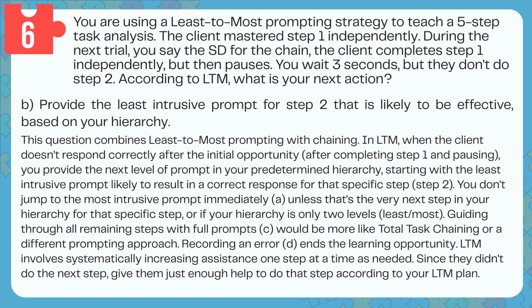Answer: B. Provide the least intrusive prompt for step 2 that is likely to be effective, based on your hierarchy. Explanation: this question combines least to most prompting with chaining. In LTM, when the client doesn't respond correctly after the initial opportunity, after completing step 1 and pausing, you provide the next level of prompt in your predetermined hierarchy, starting with the least intrusive prompt likely to result in a correct response for that specific step.